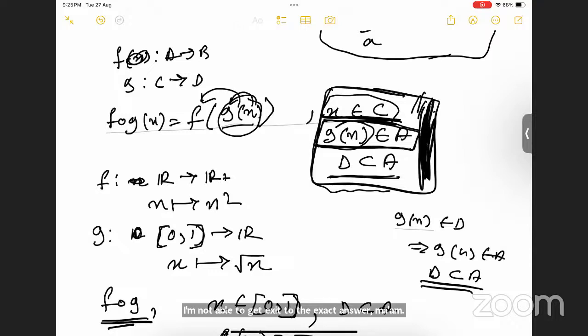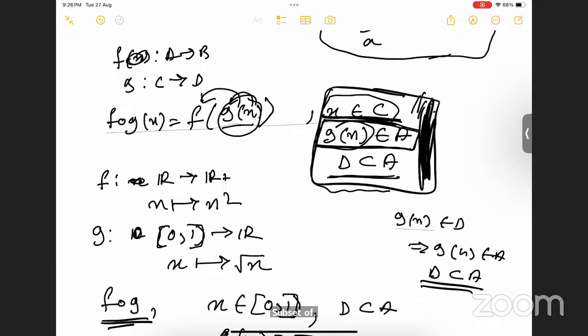You need to be confirmed about the domain of the function g. Then you need to calculate the range of g of x. Then you need to check whether the range of g is a subset of A or not. If it is not a subset of A, then you need to restrict the range and the domain in such a way that it becomes a subset of the domain of f.